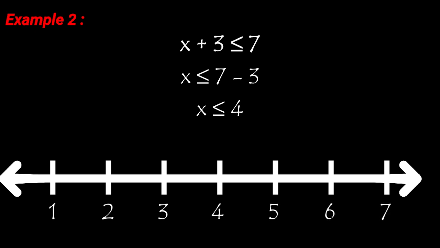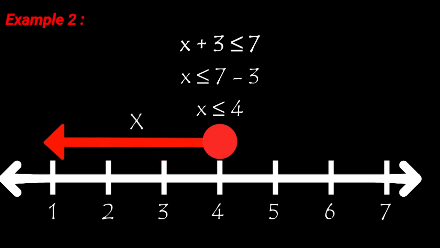Next, to represent this inequality, as x is less than or equal to 4, we have to draw a circle on top of 4 and shade it, as 4 is part of the solution for x. And we point an arrow to the left-hand side, and these are the values of x that it can possibly be.